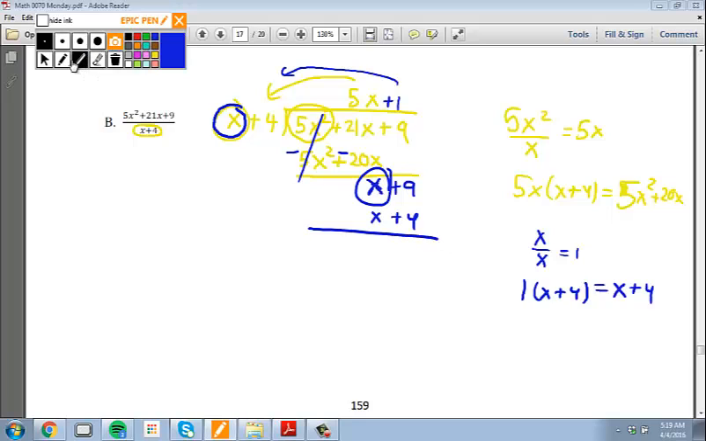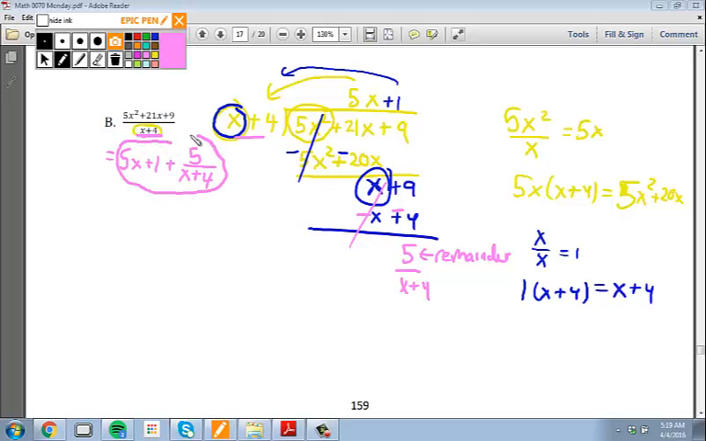Then I need to make sure that I remember to subtract, so x minus x is 0, and 9 minus 4 is 5, so the remainder is actually 5 now. But what is the remainder out of? The remainder is out of x plus 4. So this ends up being 5x plus 1 plus 5 over x plus 4. Just like you normally would have a remainder that's a fraction or a decimal in regular division, you could have it here as well.